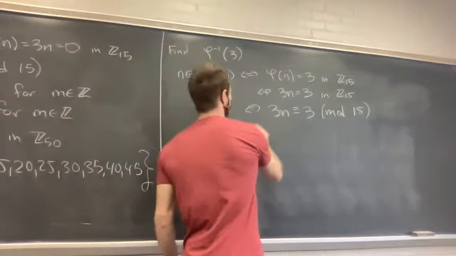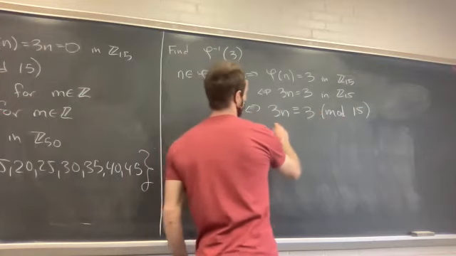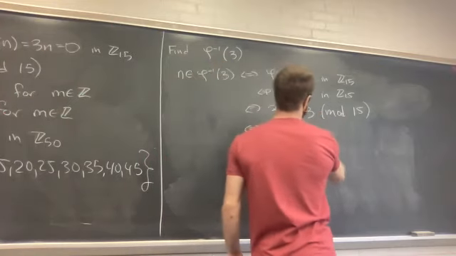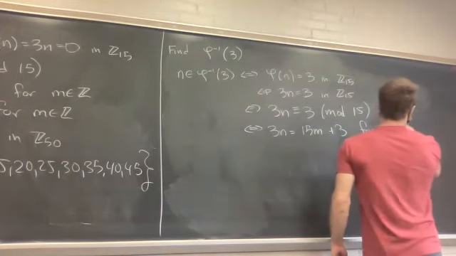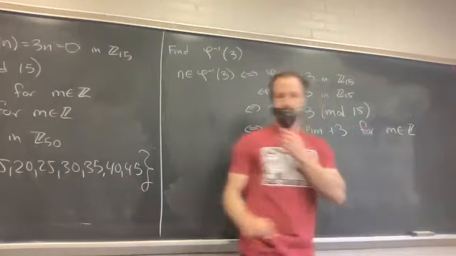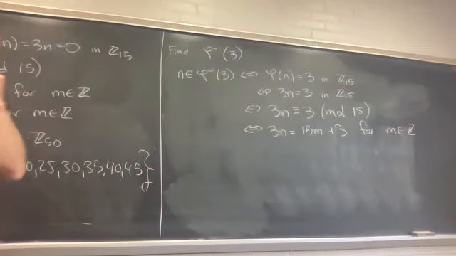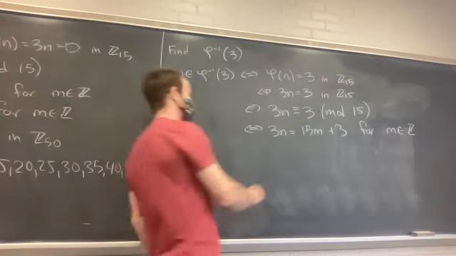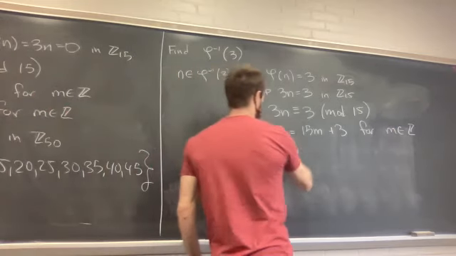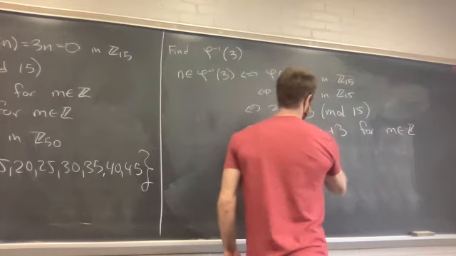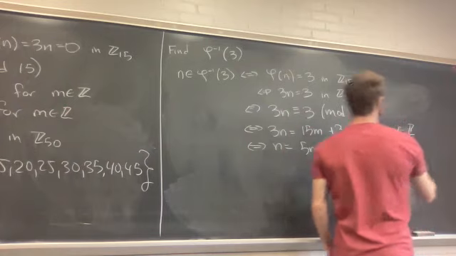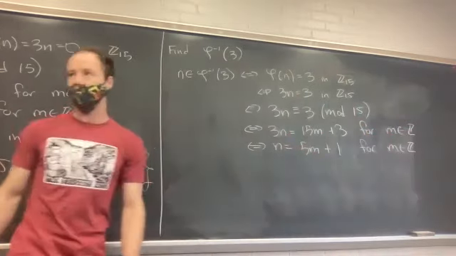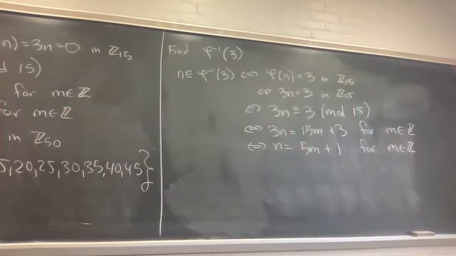But what we can do is use the definition of congruence modulo 15. This means that 3n is equal to 15m plus 3 for some m in Z. But finally, that tells us that n is equal to 5m plus 1 for some m in Z. Now we can divide by 3 because we're in the integers. We're not in the integers modulo 15.